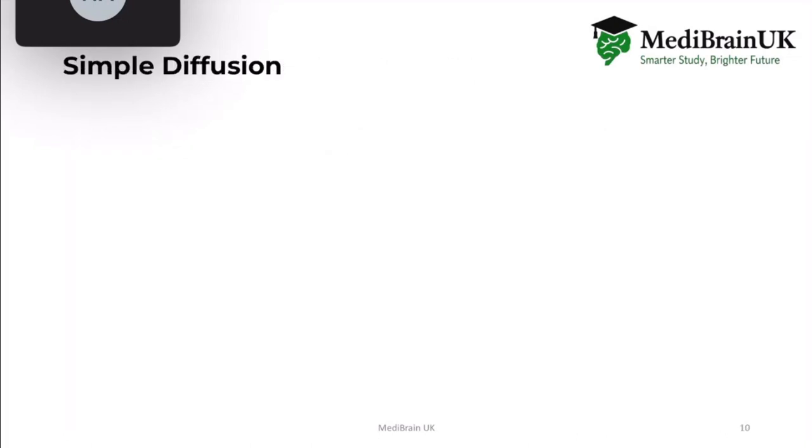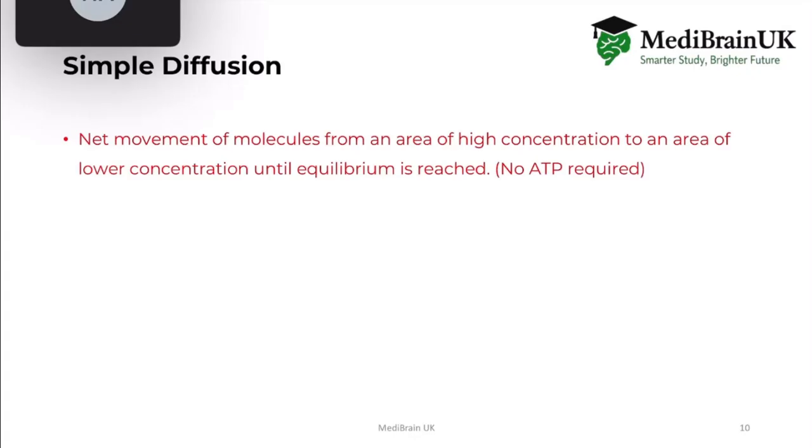Now what we're going to do is look at simple diffusion. Simple diffusion is your GCSE diffusion, so the definition is exactly the same. It's the net movement of molecules from an area of high concentration to an area of lower concentration until equilibrium is reached. No ATP is required for this to happen. Simple diffusion is literally just high to low concentration until you've got the same amount on each side. In that case, you won't have any net movement. It's a passive process, which means no ATP, no energy is required for this process to occur.